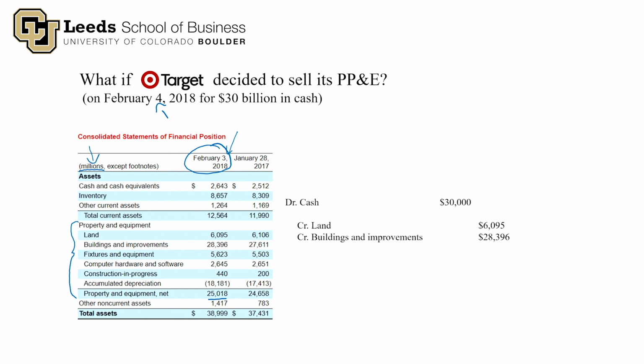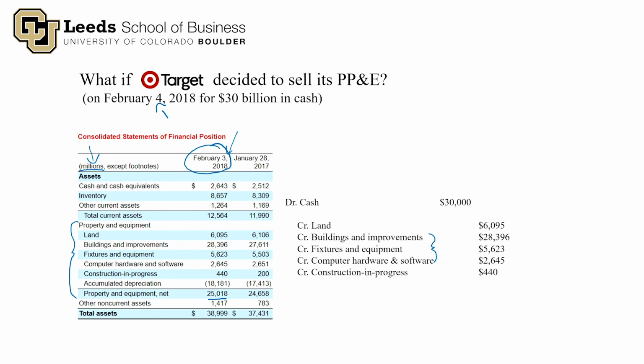And now we'll just go down the line. We'll credit buildings and improvements for $28 billion. We'll credit fixtures and equipment for $5.6 billion. We'll credit computer hardware and software for $2.6 billion. And we'll credit construction in process for $440 million. Okay? Now what do we need to do? Well, what I just listed there were their gross book values. But some of these accounts depreciate over time. So not land. Land does not depreciate over time. Construction in process also is not depreciating yet. Target will start depreciating that when they place it in service. But the middle three accounts here, they're all in the middle of their depreciation.